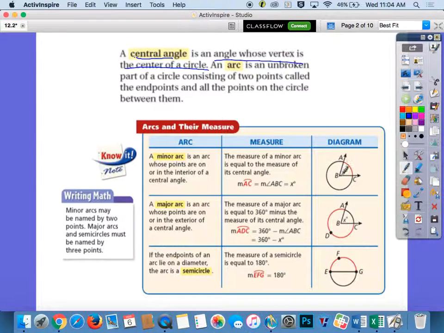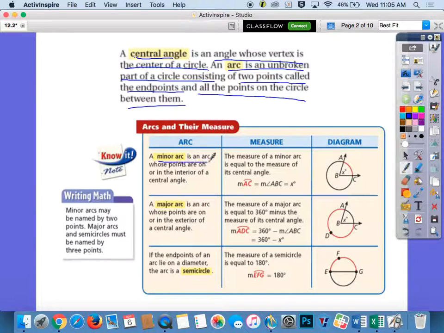So if you look at this drawing here, angle ABC is a central angle because the vertex is right here at the center. An arc is an unbroken part of a circle consisting of 2 points called endpoints and all the points in between. Basically, guys, it's going to be a little sliver of your circle. So here are your endpoints and all the points in between.